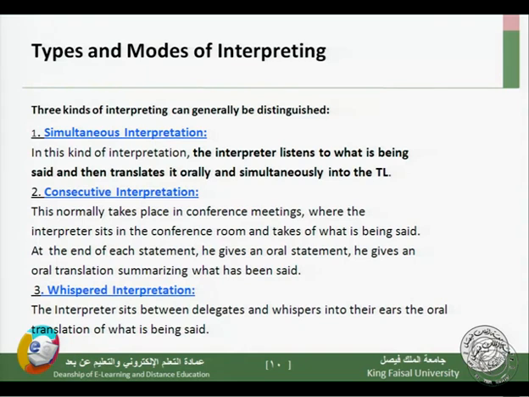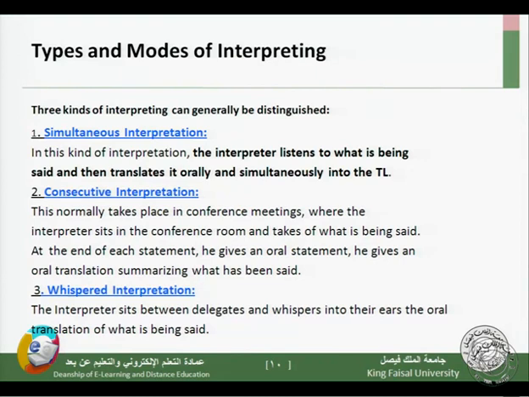Now, with whispered interpreting, the interpreters sit between two delegates. But this happens between really very high level people, like two presidents. He whispers into their ears the oral translation of what is being said. Whispered interpreting tends to be done between presidents, between prime ministers, or like a patient. Well, it could happen at the hospital as well.